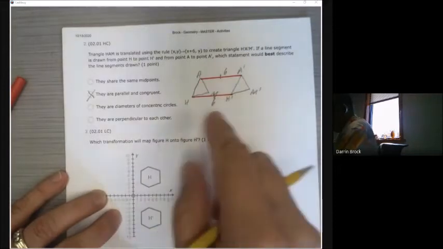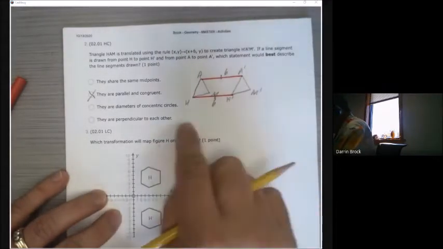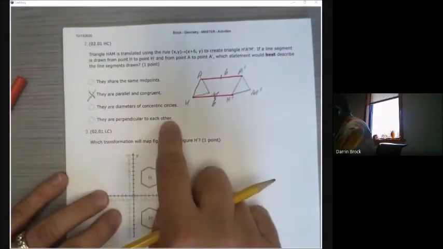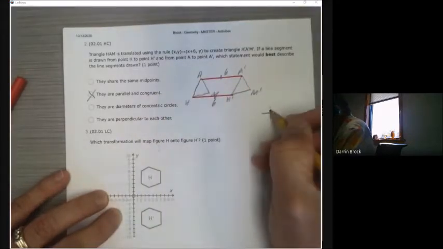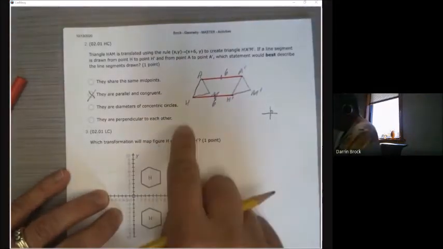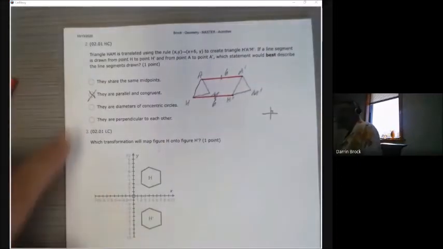They are diameters of concentric circles. There's no circles or anything to worry about there. They are perpendicular to each other. No, perpendicular lines meet at 90-degree angles. That's perpendicular. These are parallel. So our answer is number 2.